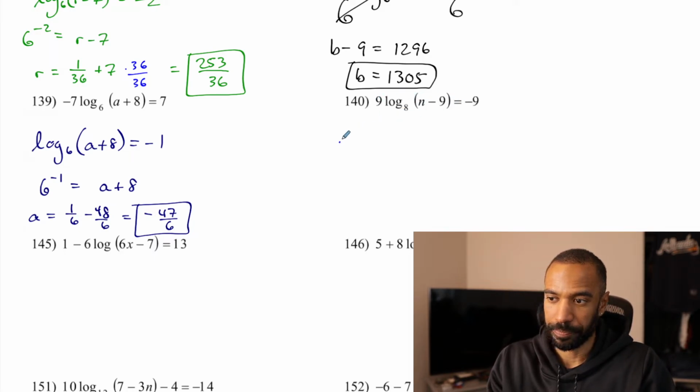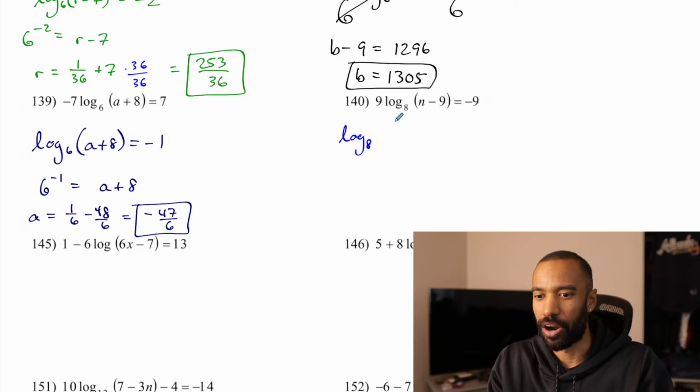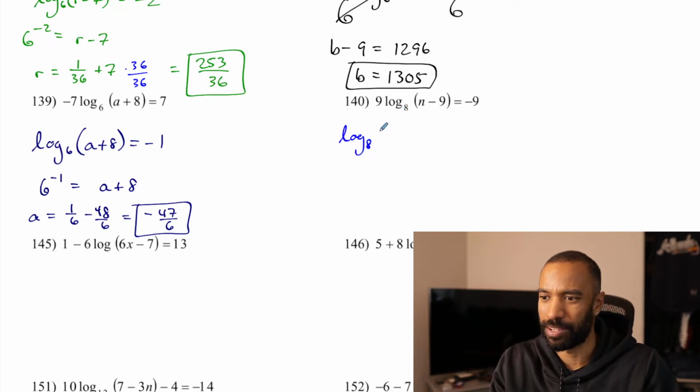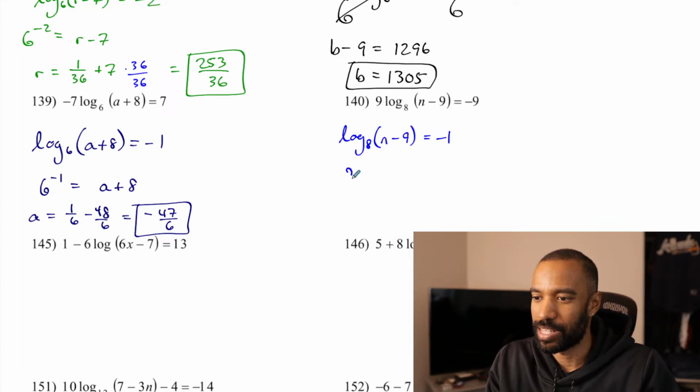Divide both sides by 9. Log base 8. Are all these negatives the rest of the way pretty much? I'm not looking forward to that. Log base 8 of n minus 9 is negative 1. 8 to the negative first power.